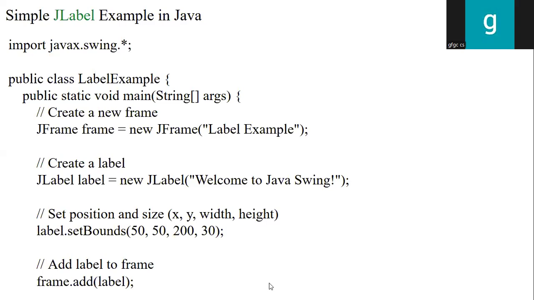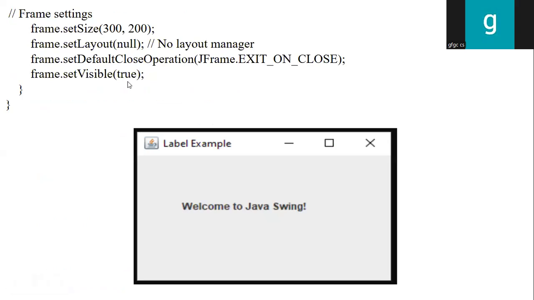Here is the example. First I have created the LabelExample class. In that class, I have created one frame. In that particular frame, I am going to add the label. I have to create that label to add it into that frame. I have created a label like "Welcome to the Java Swing". Then I have added that label to that particular frame. Here is the label example, and the label has appeared on that particular frame.